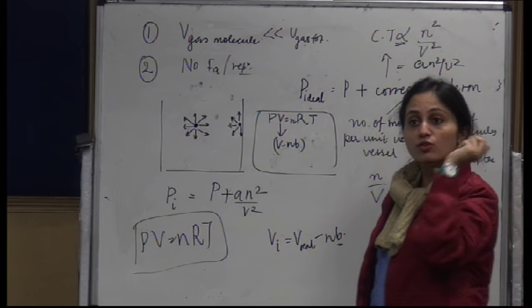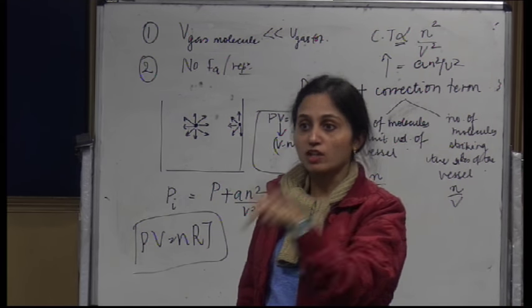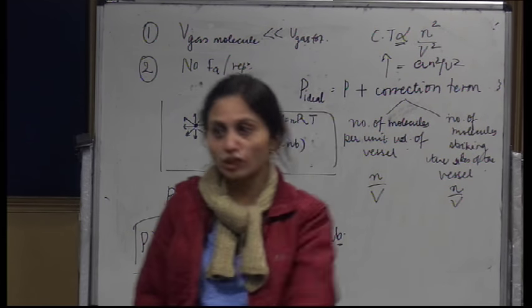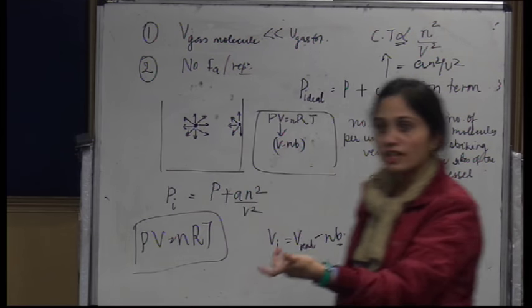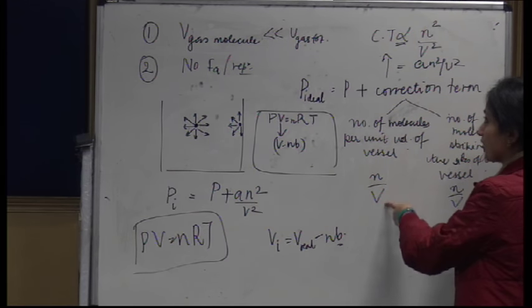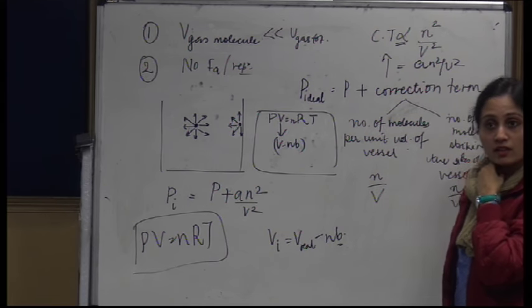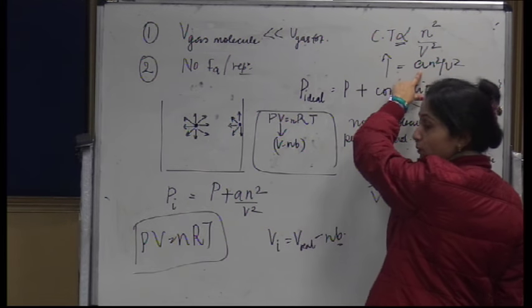secondly my pressure is also dependent on the collision. So the number of molecules colliding with the walls of the container per unit volume, वो भी same factor ही होगा, because जितने molecules अंदर हैं, every molecule has the probability of colliding, so that is again equal to n by v. So what we have here is that the correction term is directly proportional to n square by v square. When we remove the proportionality sign, we get a.